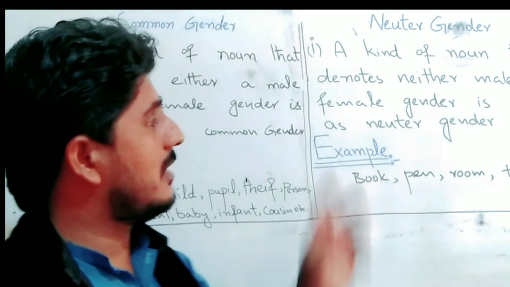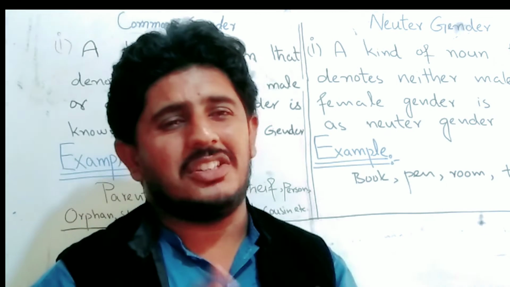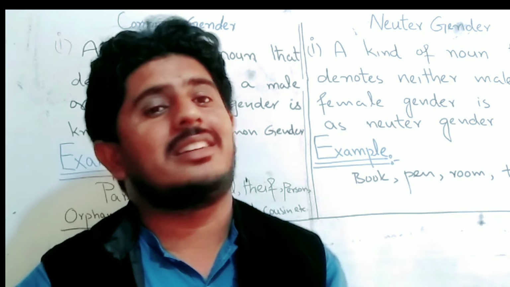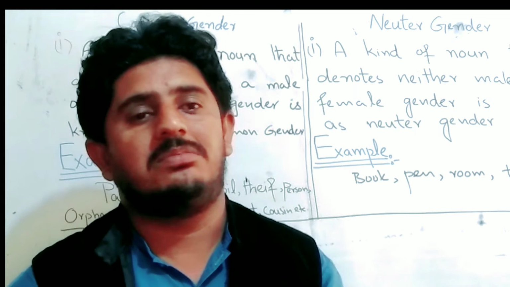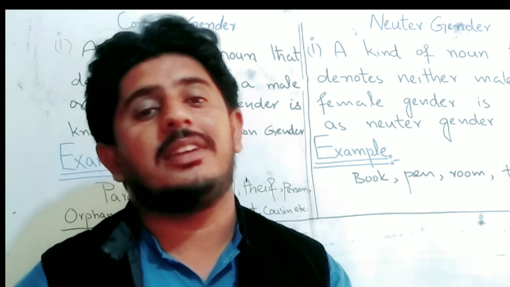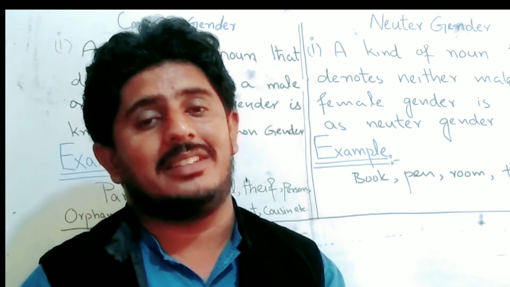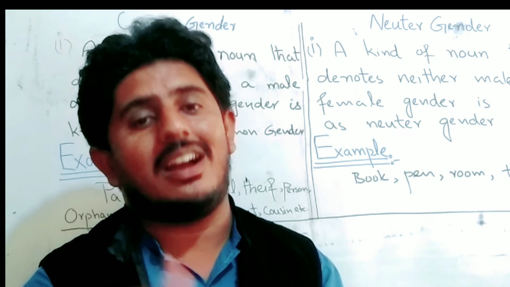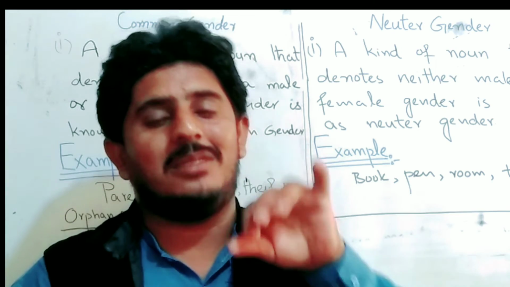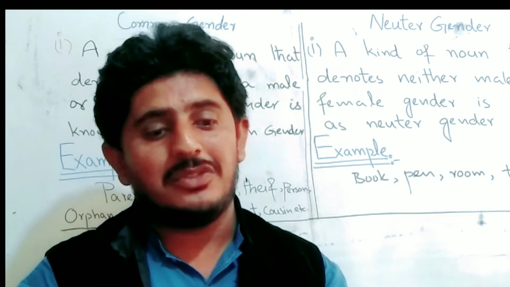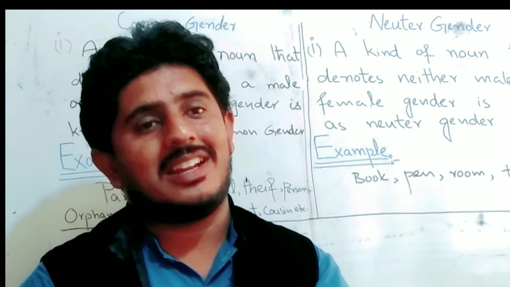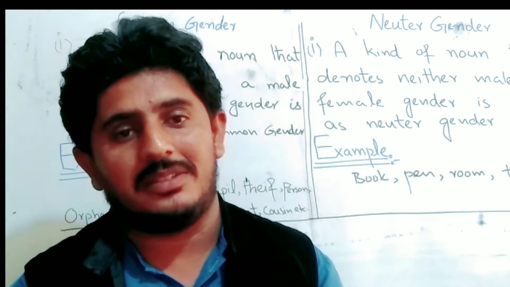Next, we will move towards neuter gender. In neuter gender, as the name shows, neuter means neither, nor, not at all. It is a type of noun on the base of gender that neither denotes a male nor a female gender. In this way, it gives a name to things which don't have a male or female gender, which cannot be distinguished in male or female gender.